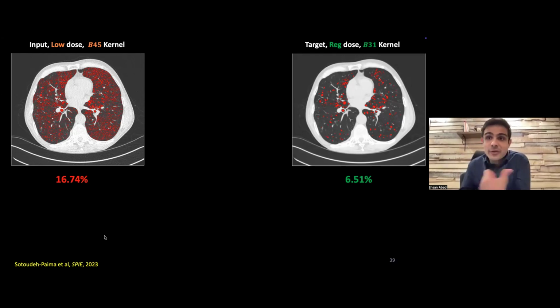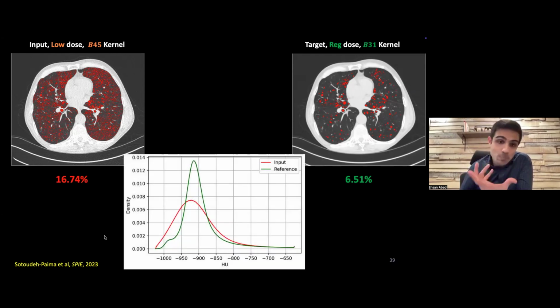So I want to see, if I have my left image as an input, and I run my harmonizer, would I get an image that gives me an emphysema score closer to the right one, the ground truth in which I imaged that patient? Or in other words, as far as quantifications of the histogram, can I go from this red histogram to this green histogram, which is for the higher dose?